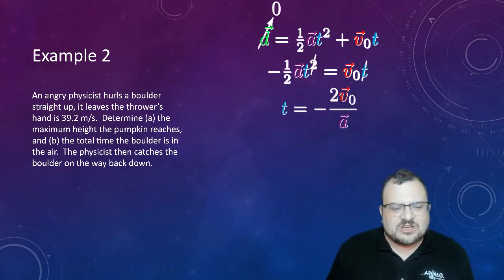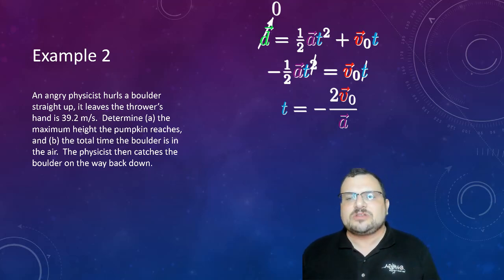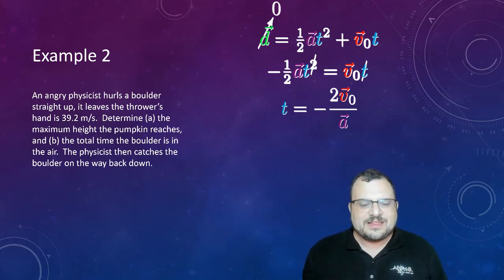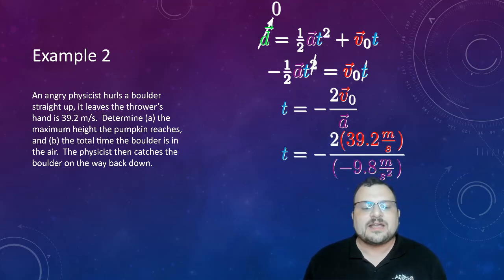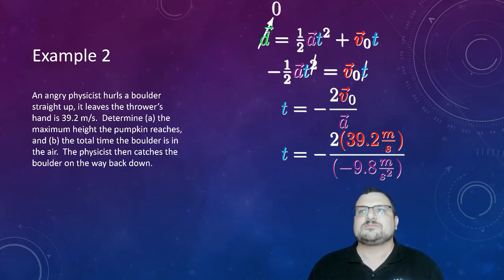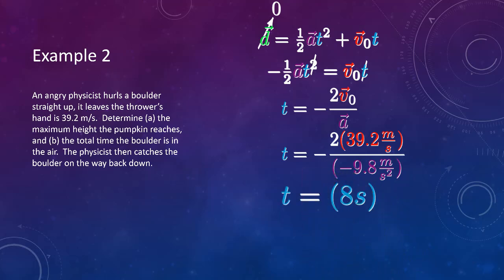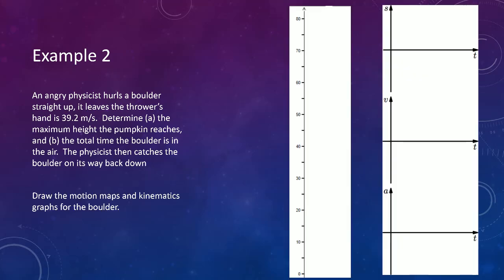So continuing to solve for time, we get negative 2 times the initial velocity divided by the acceleration, which again is going to be 2 times 39.2 divided by that negative acceleration. The negatives are going to end up canceling, so we're going to get a total time of 8 seconds.